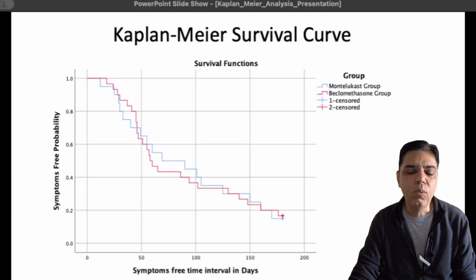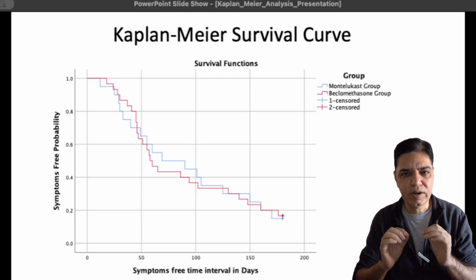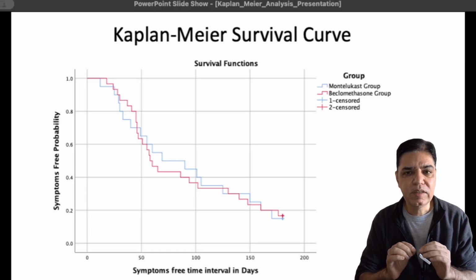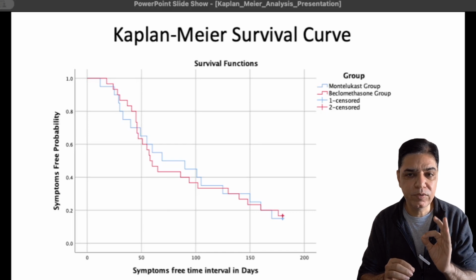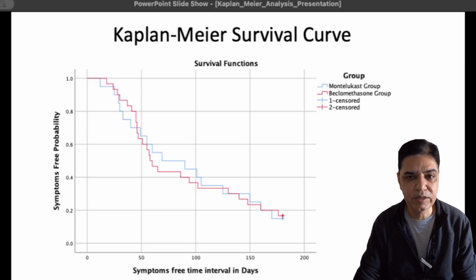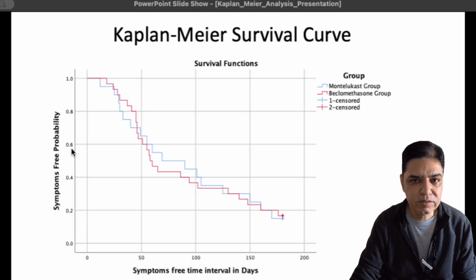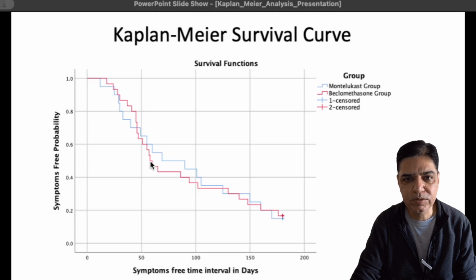One thing that is usually used when we are interpreting Kaplan Meier curves is the median survival, or the median symptom-free interval. Median is a word used for 50% of the population, or in other words, 50% probability. So we see where the 50% line falls. Here is 0.5, or the 50% probability. If I draw a line from the 50%, I would see that the median symptom-free interval for beclomethasone is around, let's say, 60 days. And for Montelukast, it is 70 days.